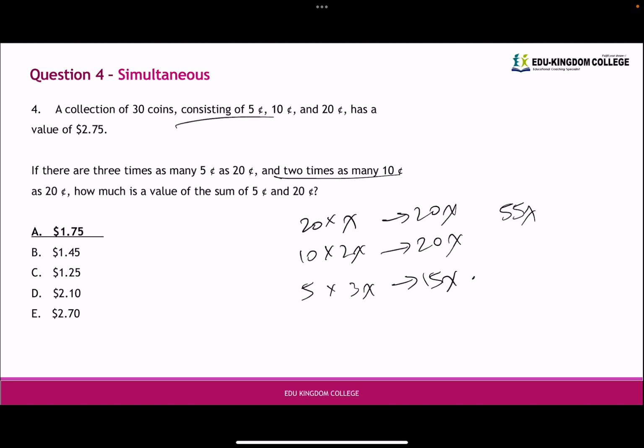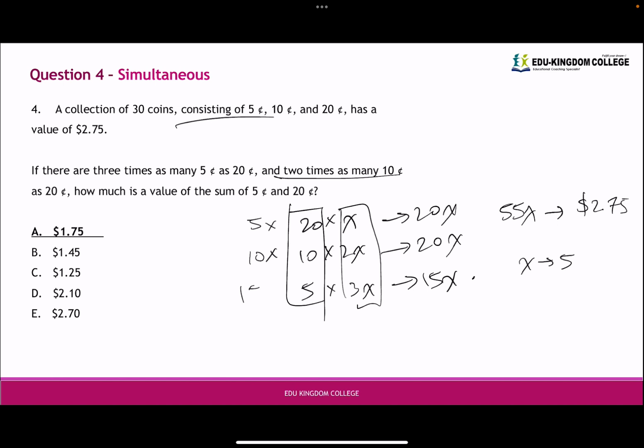So there's 55X altogether. This is the number of coins, and then this is the value of each coin. When we multiply the number of coins by the value of each coin, we should get $2.75. So 55X equals $2.75, which means that X is equal to 5. So we have 5 20-cent coins, 10 10-cent coins, and 15 5-cent coins.